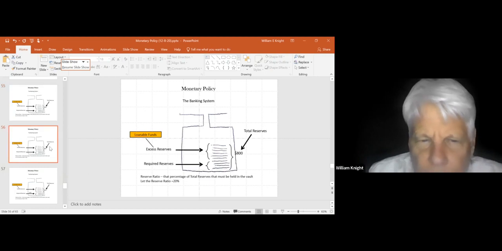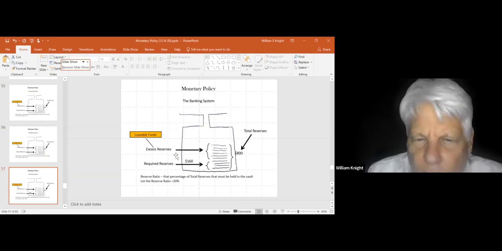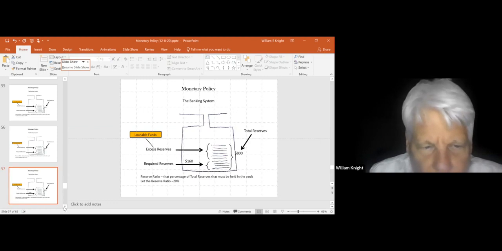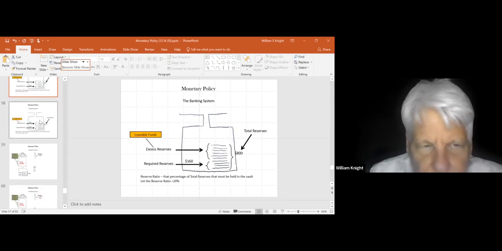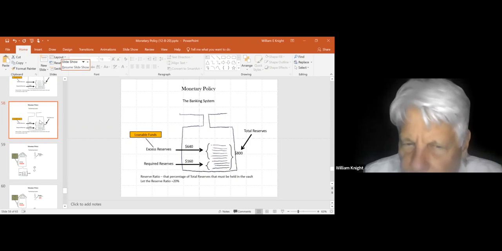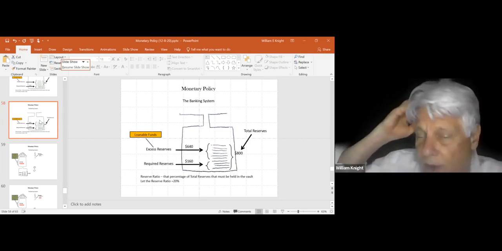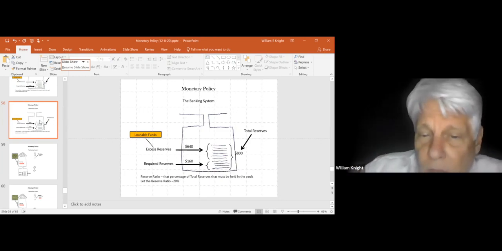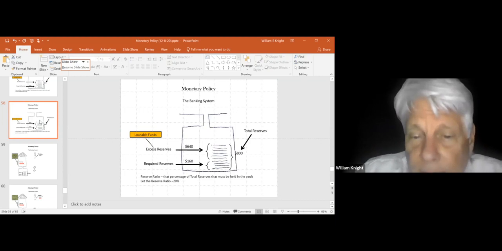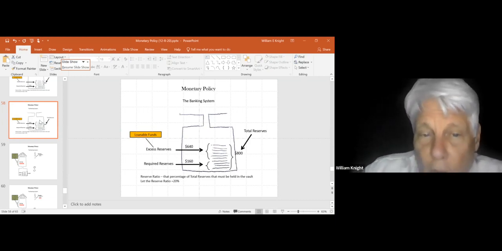So therefore, this bank must keep 160 in the vault and can loan out the remainder, which of course would be 640. So this bank can lend out 640. Can't lend out the 800, despite the fact that he has 800 in the vault. He must keep 160, enabling him therefore to lend out 640. The loanable funds in this bank are $640.